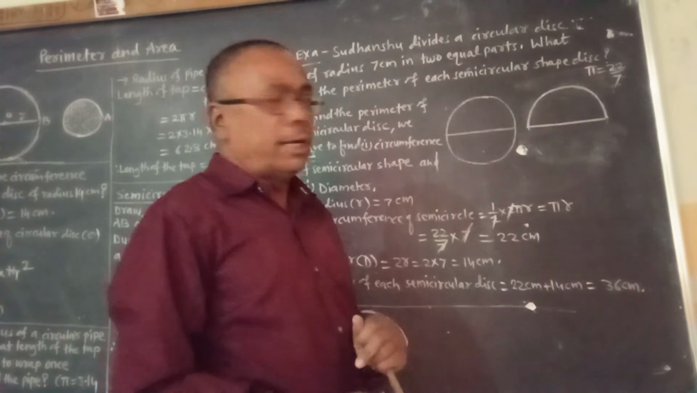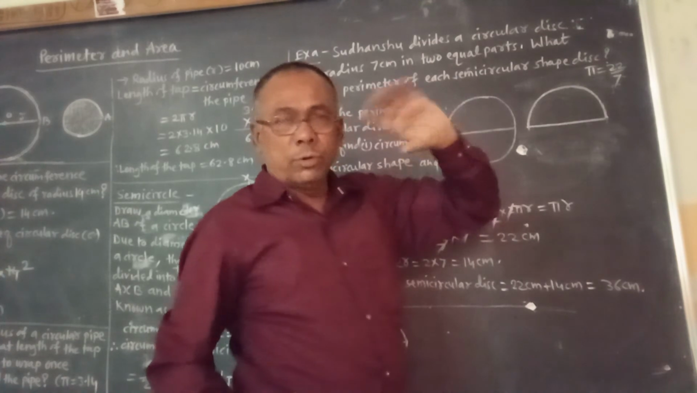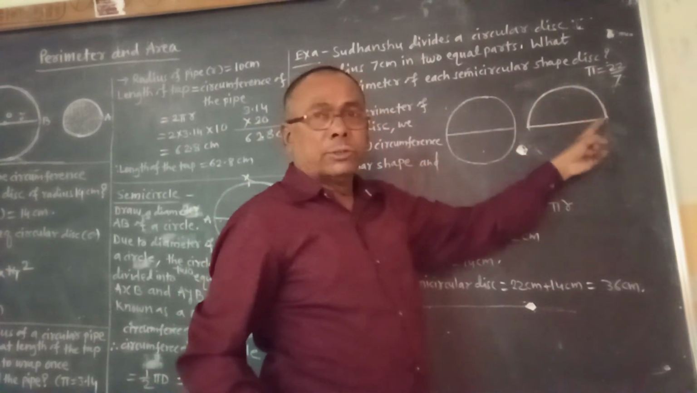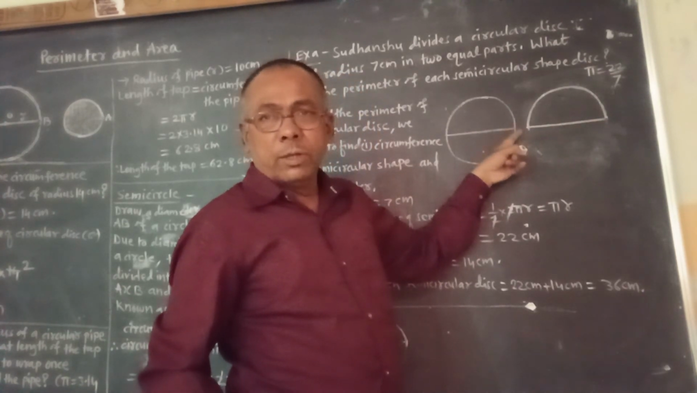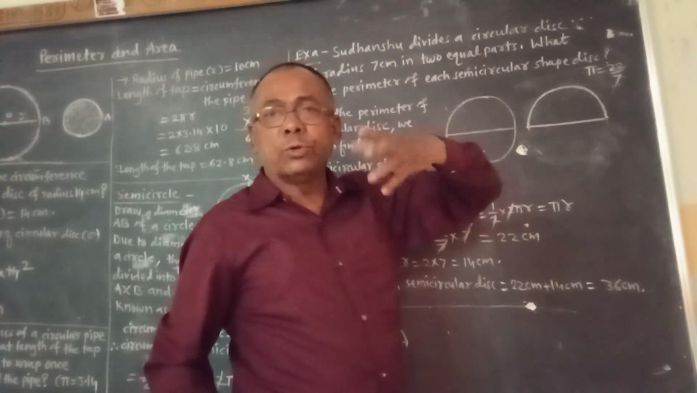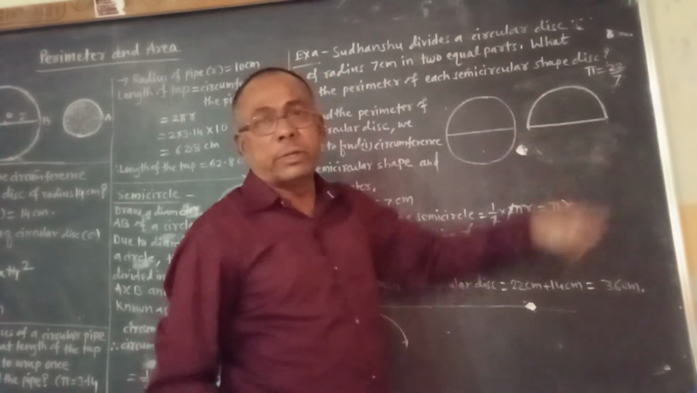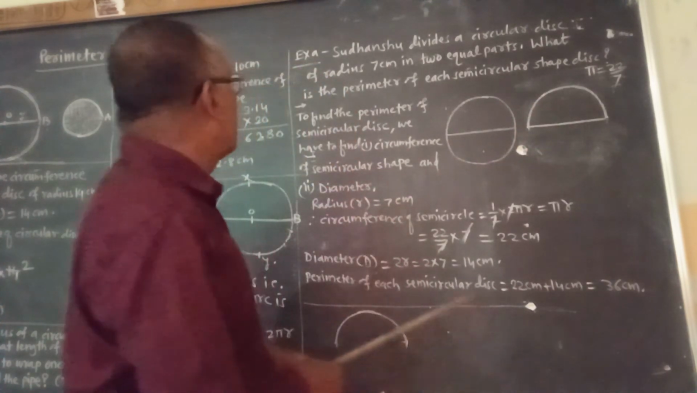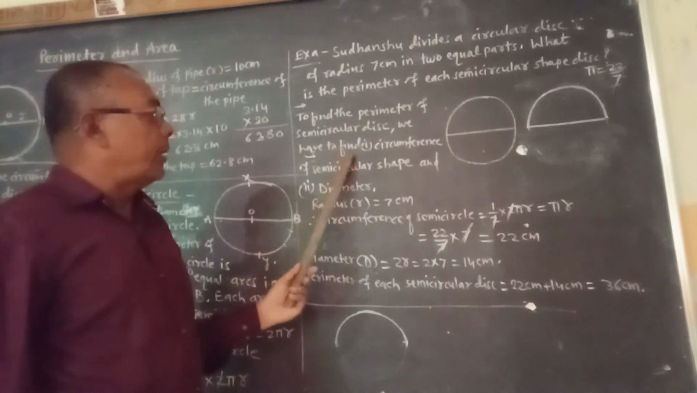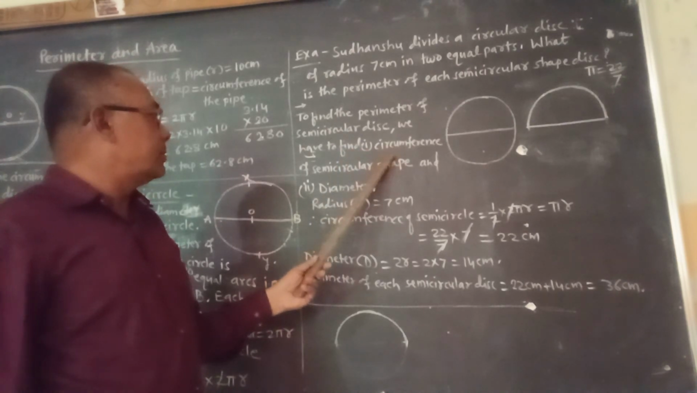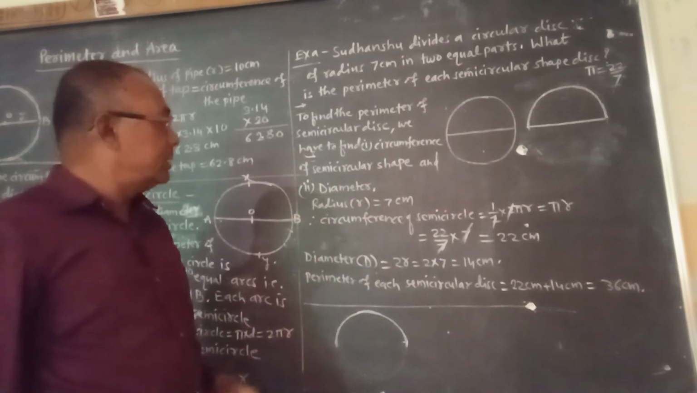So, to find the total length of the boundary of this figure, we have to find the circumference of the semicircle and the length of the diameter, and adding these two, we will get the total length of the boundary or perimeter of the semicircular disc. So first of all, to find the perimeter of a semicircular disc, we have to find first the circumference of a semicircular disc and the diameter of the disc.